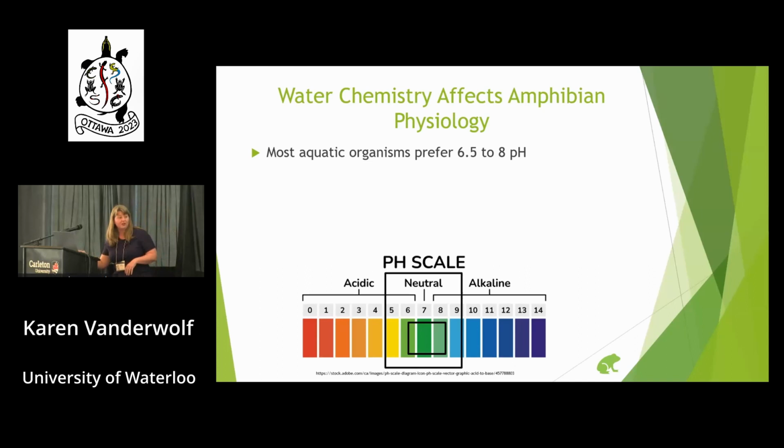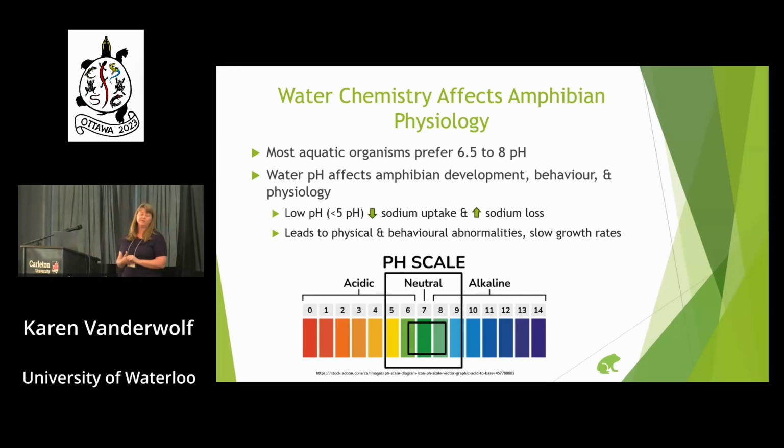So the big box I drew around there is what you find mostly in freshwaters. Freshwater varies usually from about 5 to 9 in nature, but most aquatic organisms generally prefer closer to neutral. So it's in the ballpark of 6.5 to 8. And this is important because water pH affects amphibian development, behavior and physiology. Low pH, so really acidic waters, acid rain, that sort of thing, can really affect them, cause mortality, cause physical and behavioral abnormalities. And the reason it does this is because it screws up sodium uptake and sodium loss.